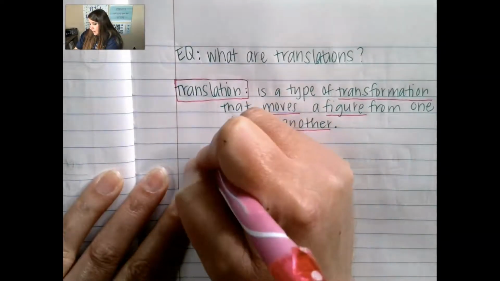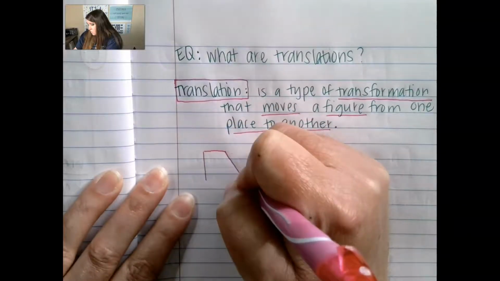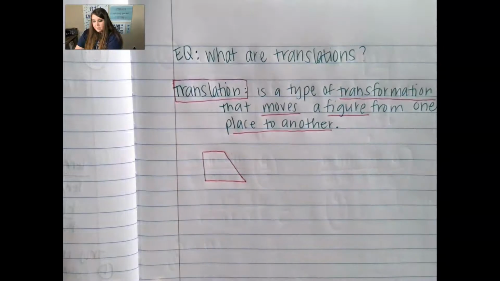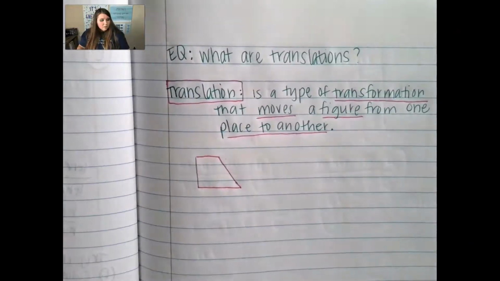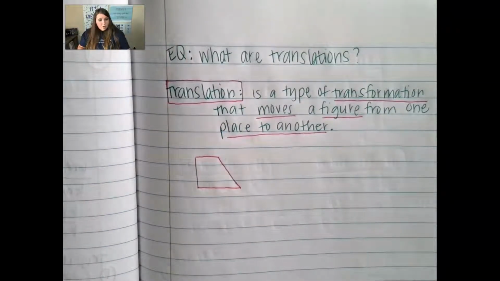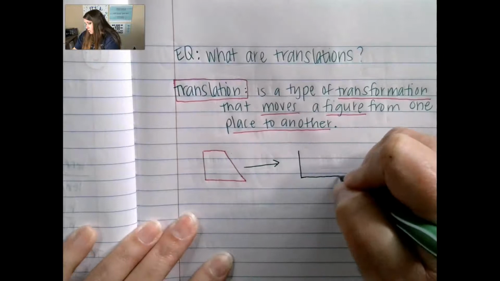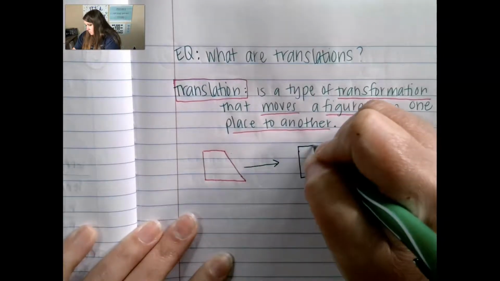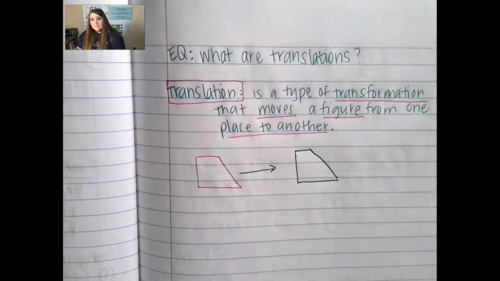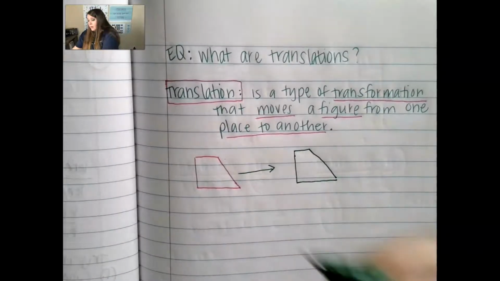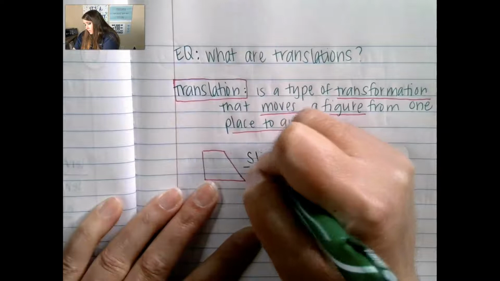Okay, so for example, let's say that I have a shape that looks like this. I'm going to take that shape and I am going to translate it or move it from here. It will slide to there. It's the exact same shape. It just moved from here to there. So it simply just slides.